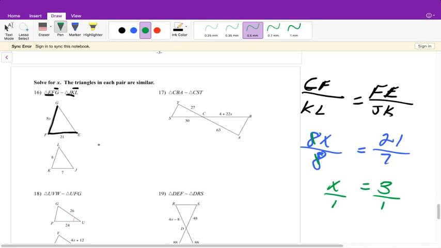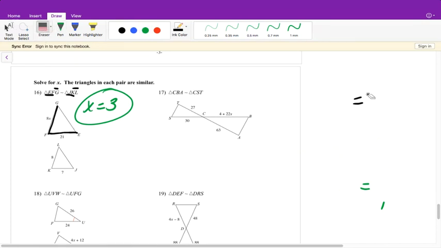So then this just means that x has to be equal to 3. So this one, there really wasn't any work to do besides setting it up. Once we set it up, we were actually able to simplify this one to make it a little bit easier for us.